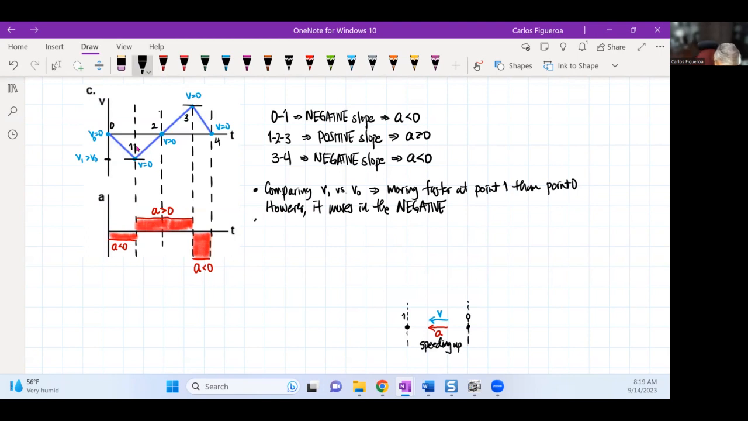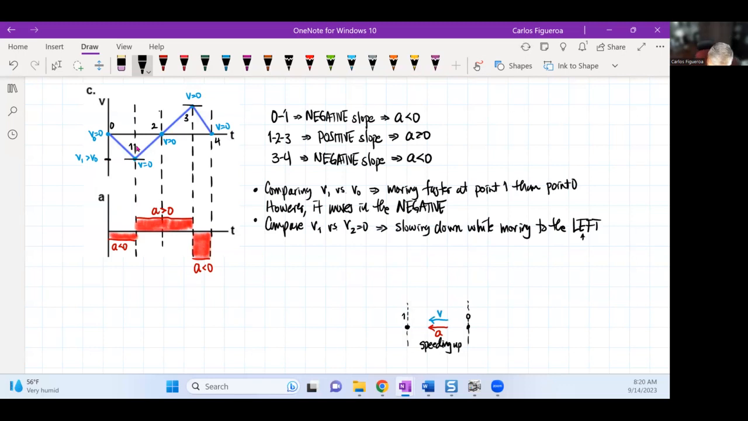So now what I'm going to do here is compare V1 versus V2, which is equal to 0. So if I'm moving fast at 1, what I'm seeing here is that I must be slowing down. So I am slowing down while moving to the left. Now, why am I moving to the left?